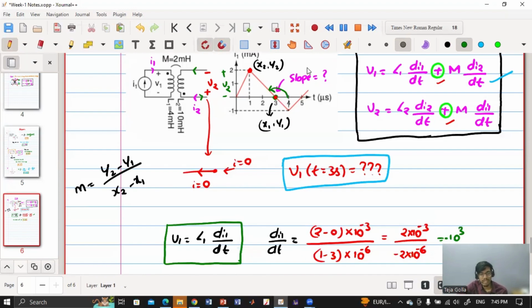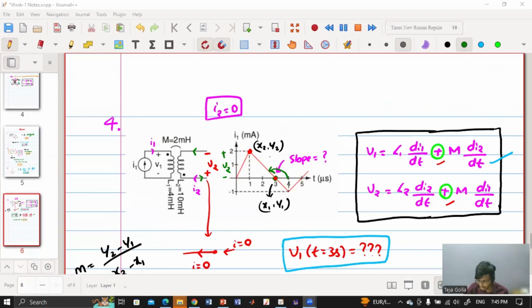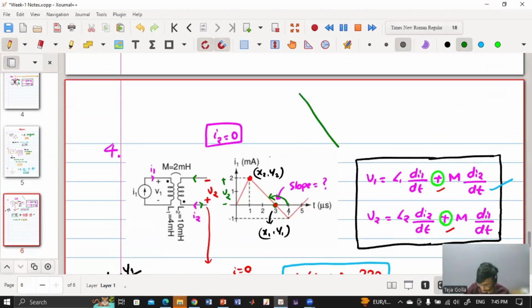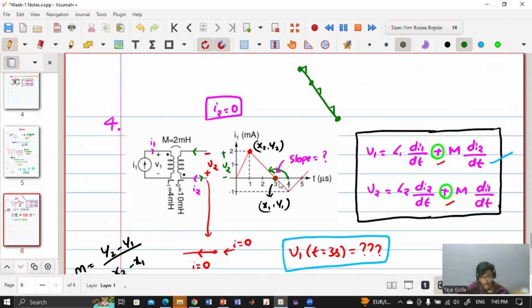Sir, should we select the slope which is connected at 3 seconds? Yes. We know that if there is a straight line, the slope is the same at any point. So if you consider this point and calculate the slope, it will be the same at this point also. You are free to consider any points, but only on that line, not on the other line.